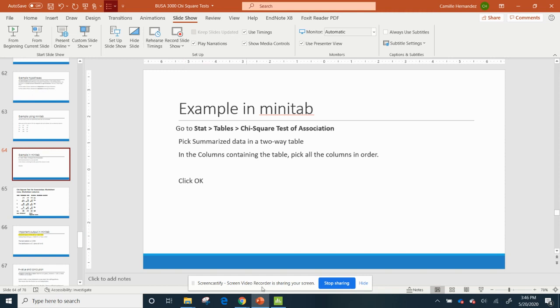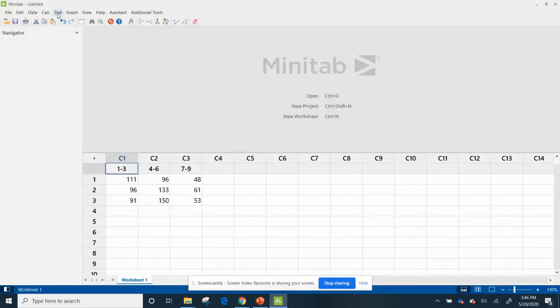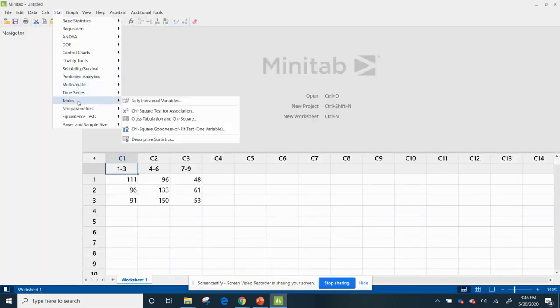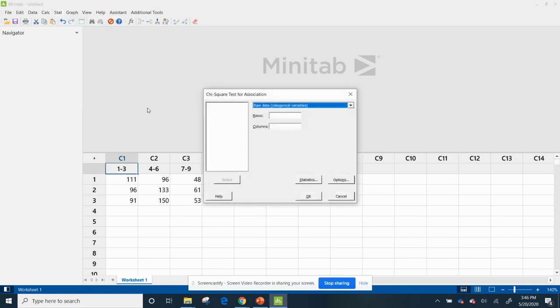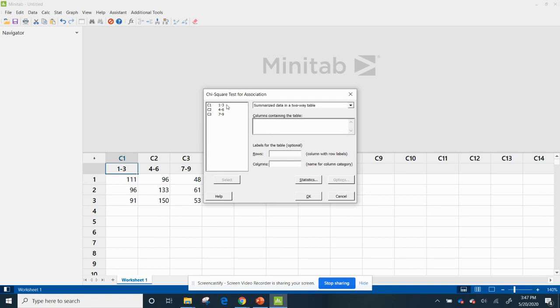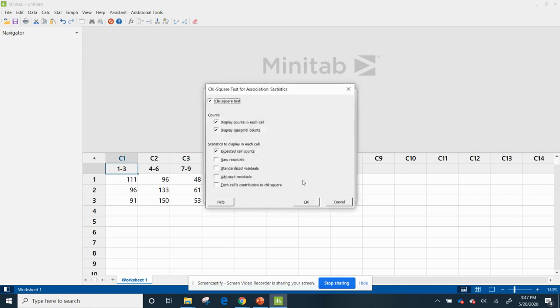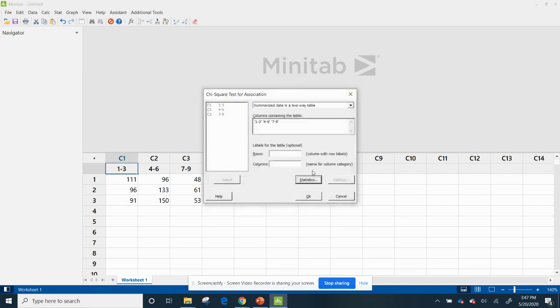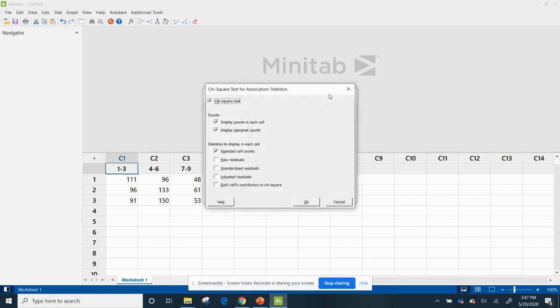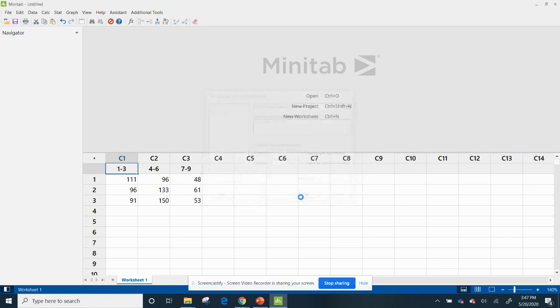Okay, so this is what you're going to do. You're going to go to Stats, Tables, Chi-Squared Test of Association. I don't have raw data, I have summarized data. So the columns I'm going to put are 1 to 3, 4 to 6, and 7 to 9. Everything else I'm good, I don't have to do anything else. Everything is checked. And right here in statistics, it knows it's running a chi-squared. So I hit OK.